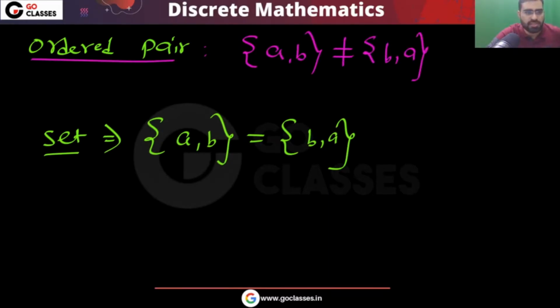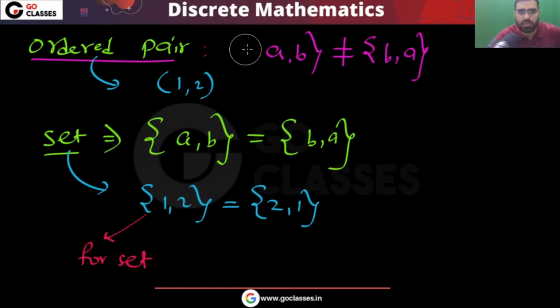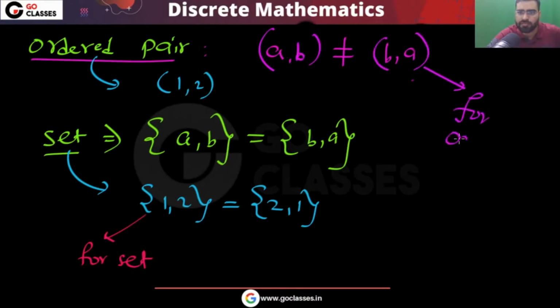You can see that if I give you the set {1, 2}, there are two elements in this set. This is the same as {2, 1}, because order does not matter. But in an ordered pair, these two are not the same. This (1, 2) is an ordered pair, and we write it in parentheses. We use curly braces for a set, and we use parentheses for an ordered pair.